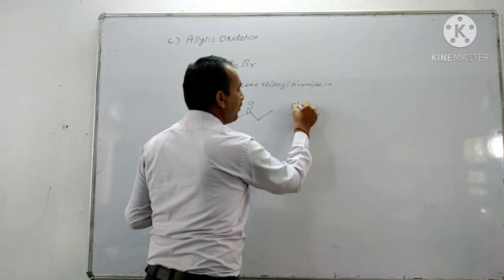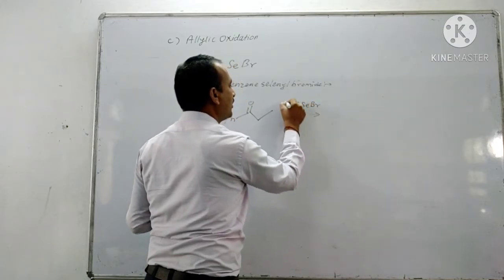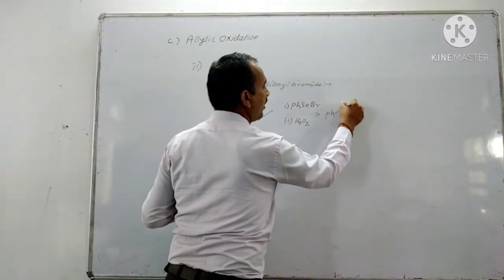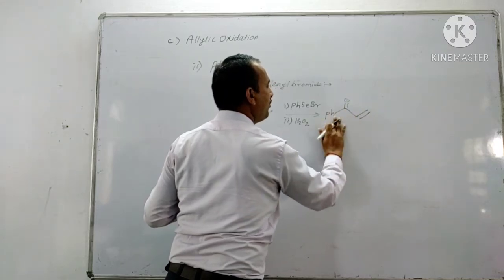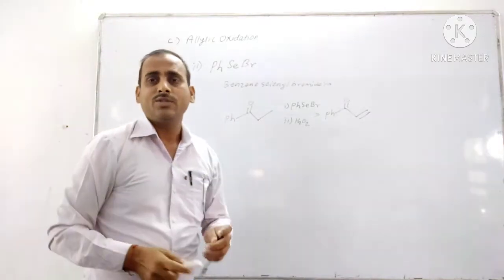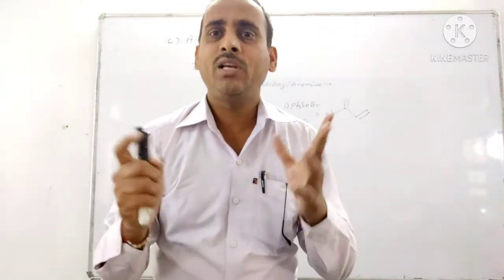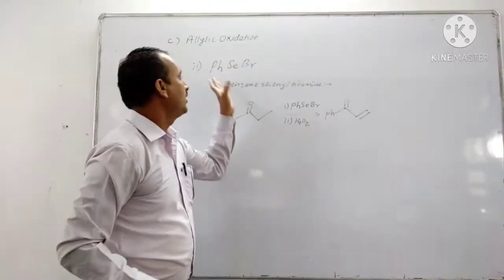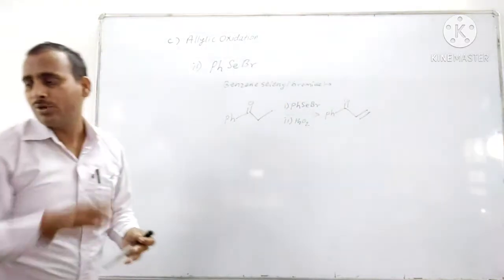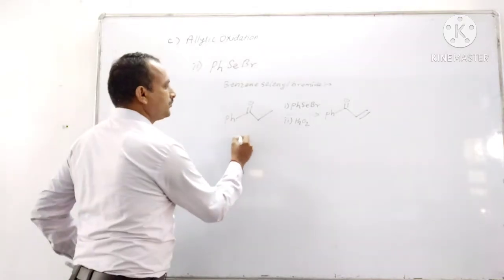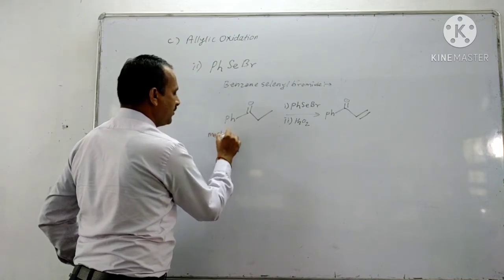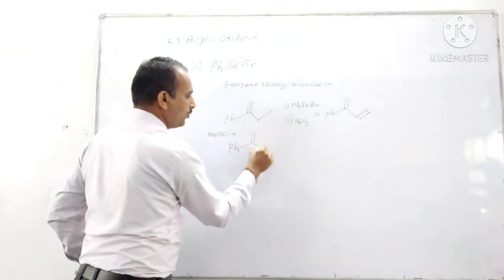So by using PhSeBr and H2O2, it forms alpha beta unsaturated carbonyl compounds from the carbonyl compounds. So the alpha beta unsaturated carbonyl compound is formed by using this benzene selenyl bromide. So let's see the mechanism for these reactions. Ph, C double bond O.